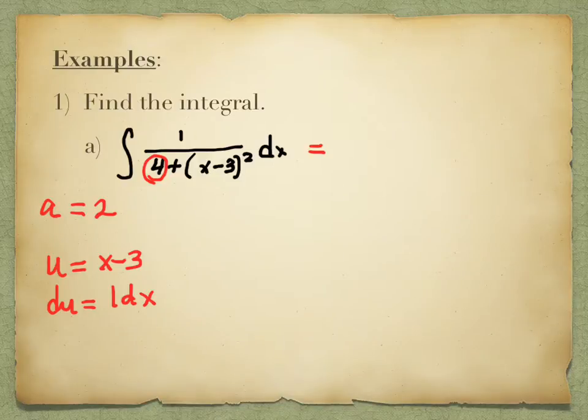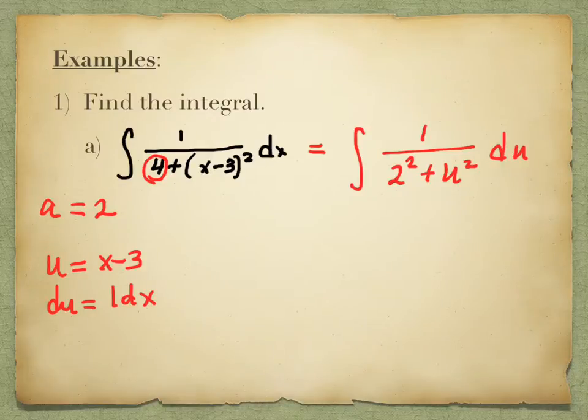So I'm going to actually rewrite this so that it looks a bit more like what we actually need for our formula. I'm going to write this as 1 over 2 squared, just to remind ourselves that A value is 2. And then I've got that u squared now in the denominator, and my dx is equivalent to du and can be rewritten. Now this looks exactly like the formula. I mean, it's a carbon copy now, except that A is actually 2. So I can apply my formula.